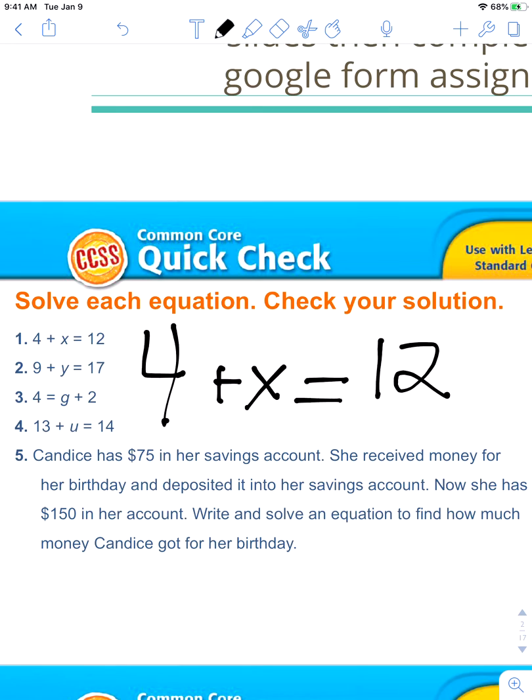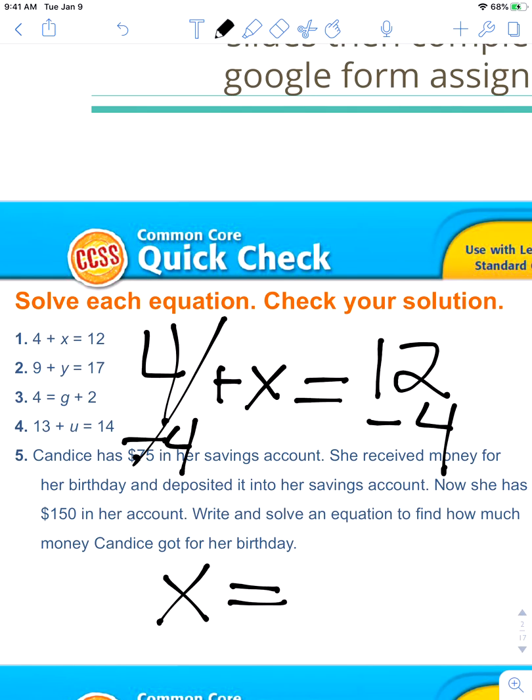So what we need to do is do the inverse of that to get the variable by itself. So the positive 4 constant needs to be subtracted by 4 to move the 4 from the left side of the equation with the variable to the right side of the equation where it can be combined with the other constant. So we do a negative 4 and we do a negative 4. The 4's cancel out and we are left with x is equal to 12 minus 4, which equals 8. And that's how we do that.